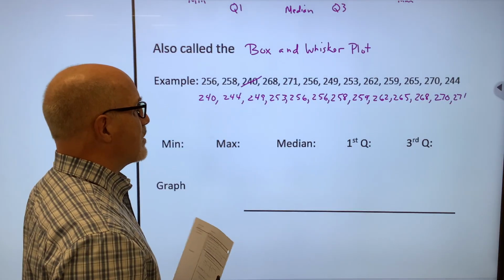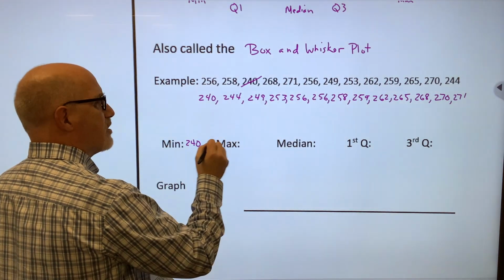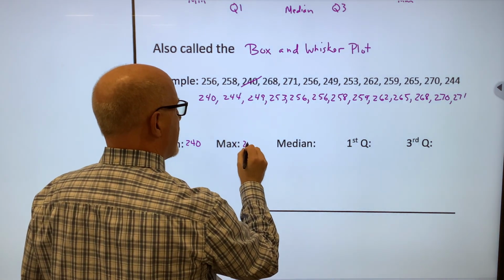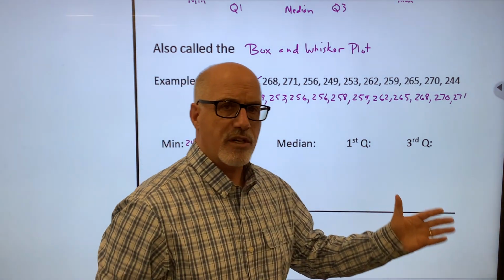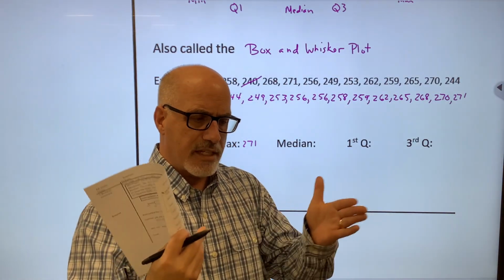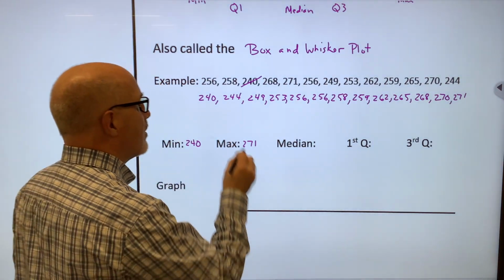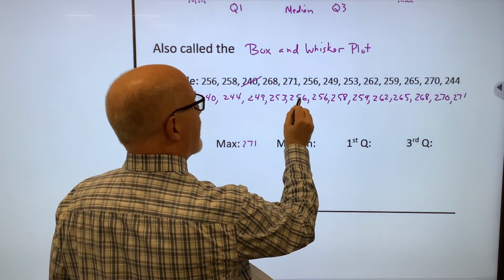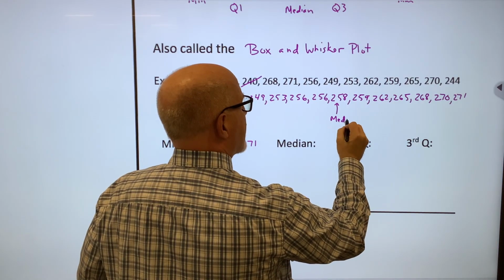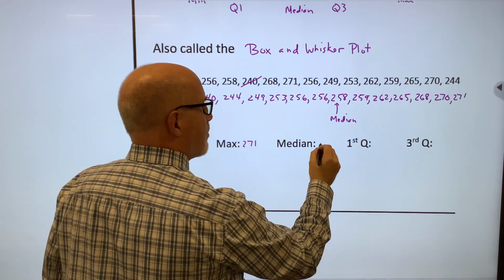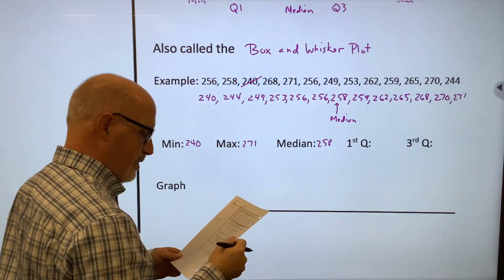Now, once we do this, we can list our minimum, that's 240. We can list our maximum, which is 271. Let's find our median. If we've got 13 numbers here, we're going to come in 6, and the 7th number from either direction will be the middle number. So 1, 2, 3, 4, 5, 6, 7. This is our median. So our median is 258 for this data set.